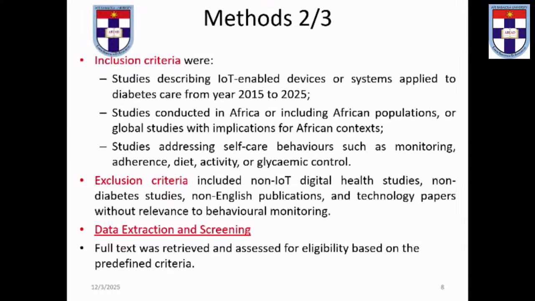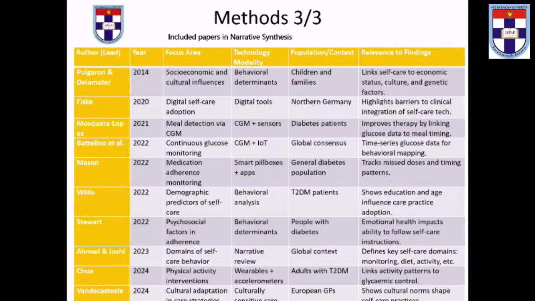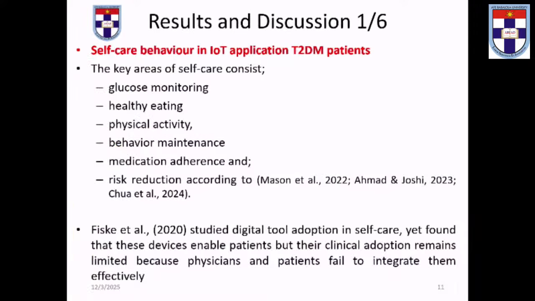We have our search items, and the inclusion criteria are data that included Internet of Things from 2014 to 2025. African studies were included. Then the exclusion criteria are non-Internet of Things related studies and non-English publications. The data was extracted and assessed for eligibility. So these are the papers that were included in this review, and they show various technologies and modalities for management of self-care in type 2 DM patients.